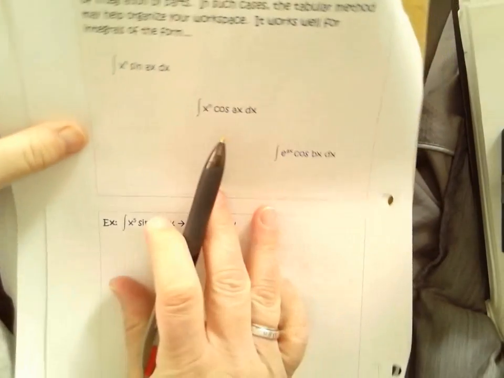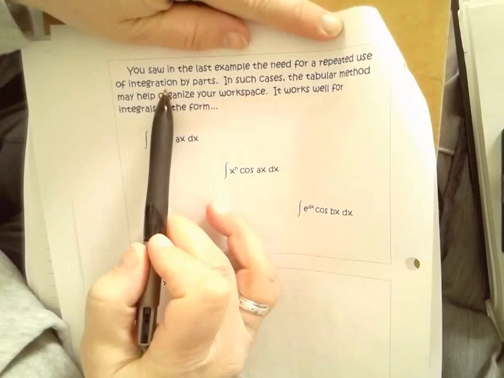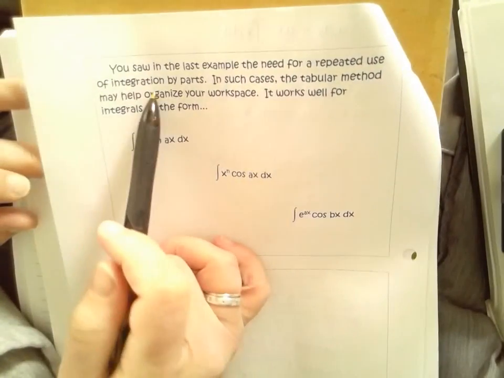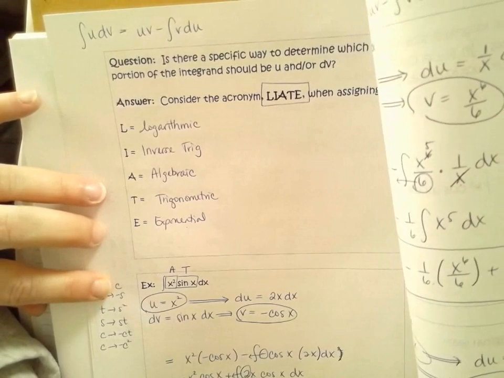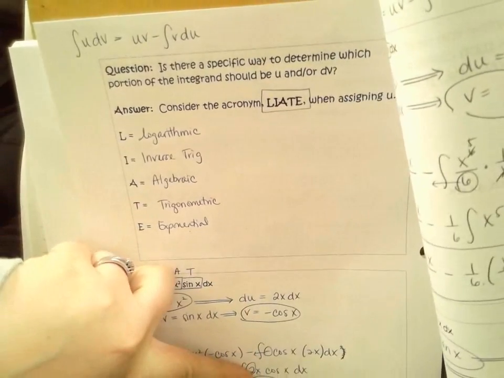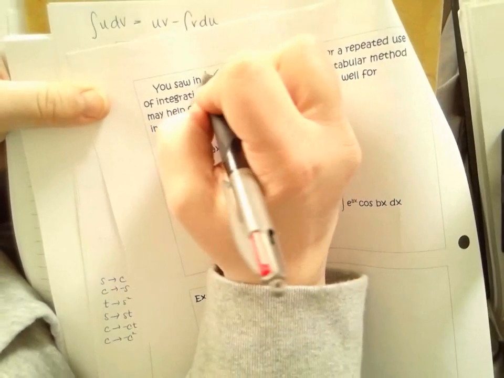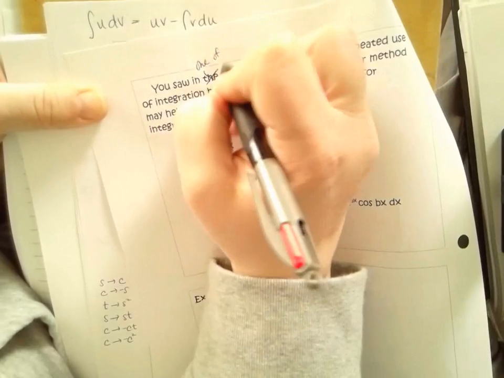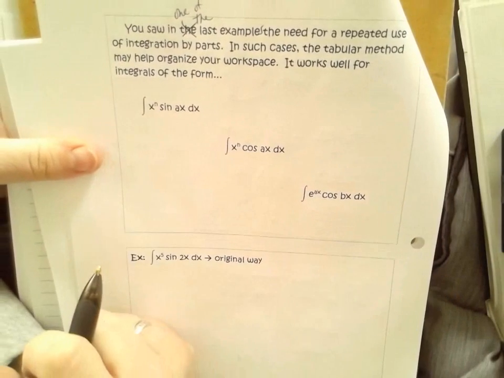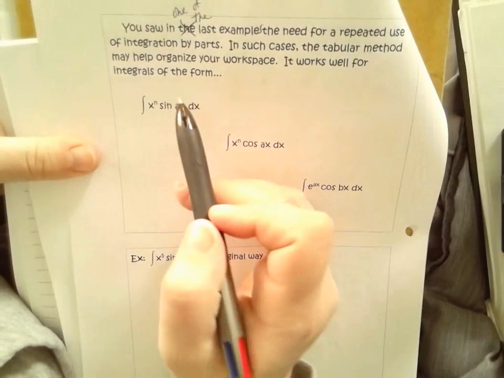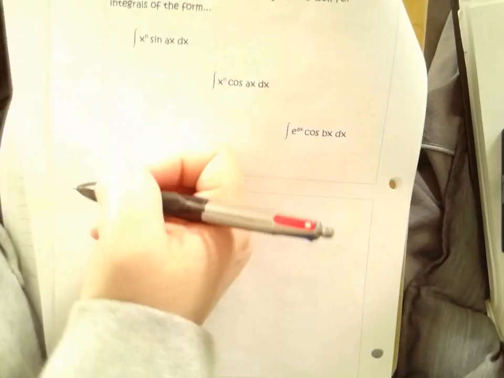You saw in the last example the need for repeated use of integration by parts. So this was done actually out of order. The last example I'm referring to is x squared sine x, where we had to do it once and then we had to do this again. So let me reference that a little bit differently. You saw in one of the last examples the need for the repeated use of integration by parts. In such cases, the tabular method may help organize your workspace. Tabular is just a fancy way of saying use a table that's going to organize your thoughts.